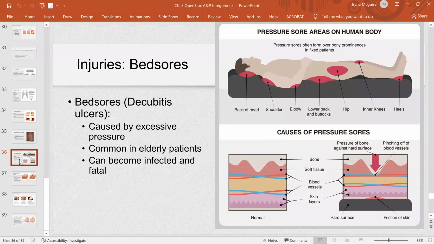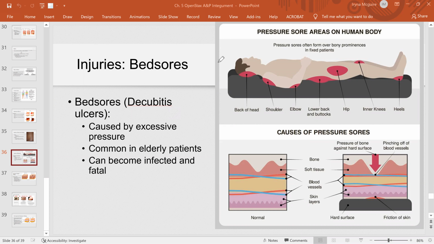Next one, bedsores or ulcers. They are caused by excessive pressure, common in elderly patients, can become infected and even fatal. And if you're thinking about a nursing career and nursing degree, this is something you need to watch for. Now, how bedsores are formed.